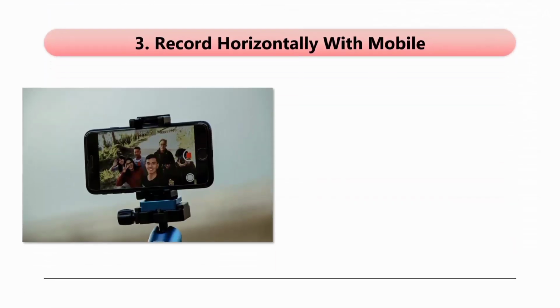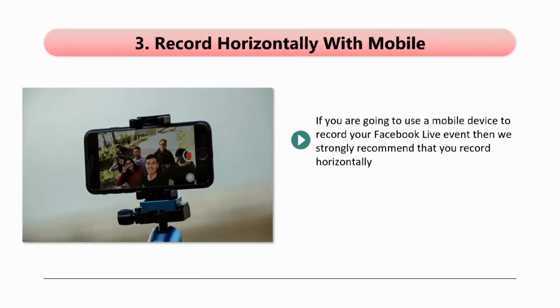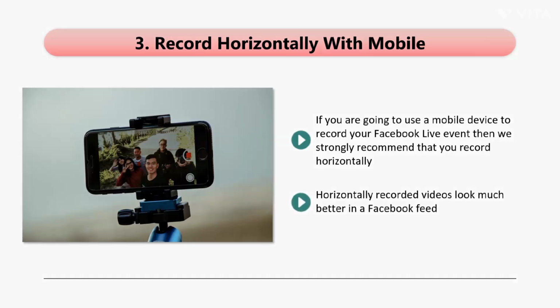3. Record horizontally with mobile. If you're going to use a mobile device to record your Facebook Live event, then we strongly recommend that you record horizontally. Those vertically recorded videos just don't look good, and you need to remember that your viewers will have to put up with this for however long your event lasts. Horizontally recorded videos look much better in a Facebook feed.